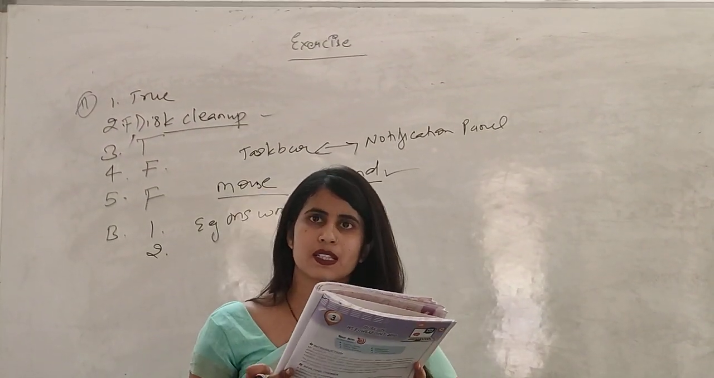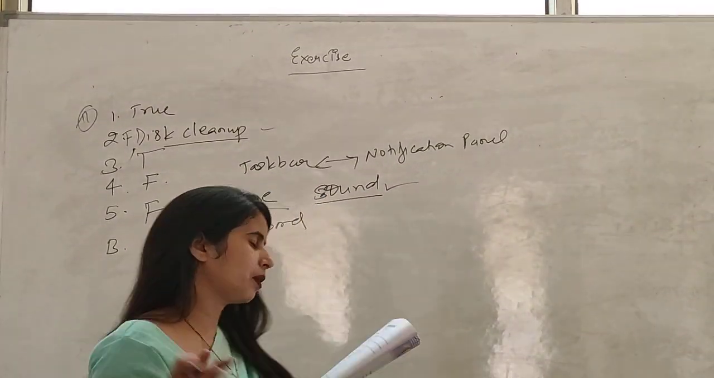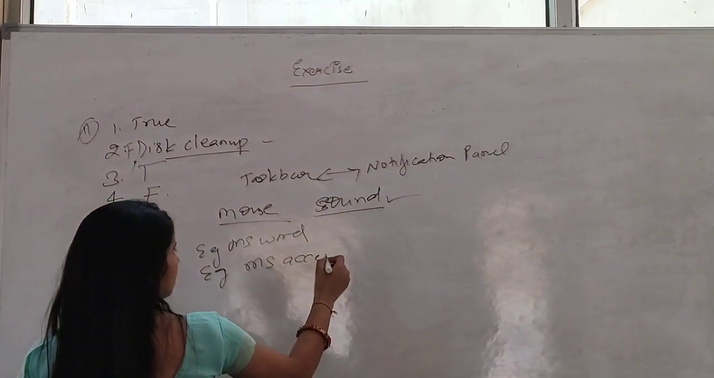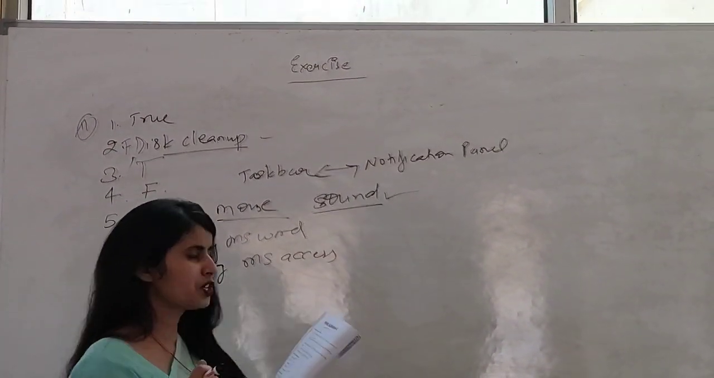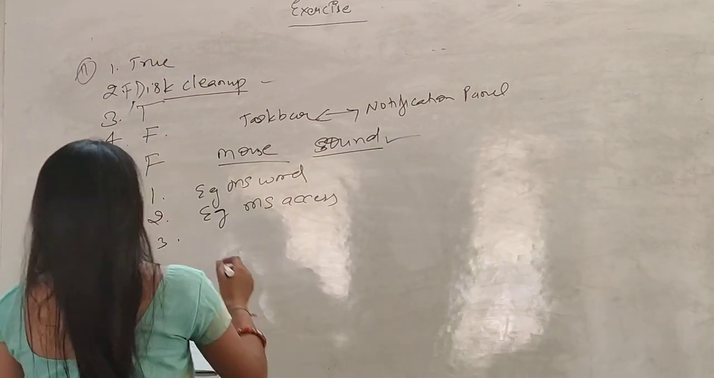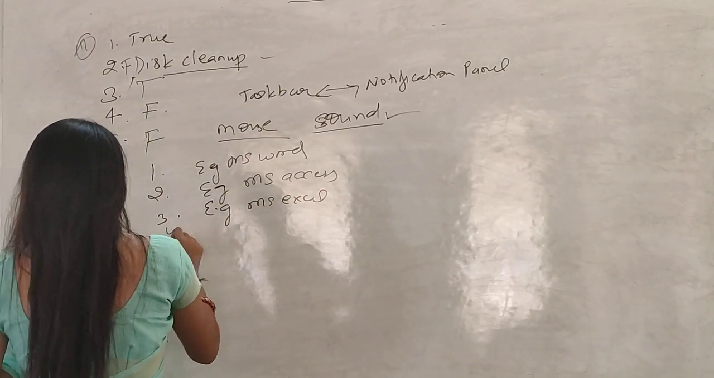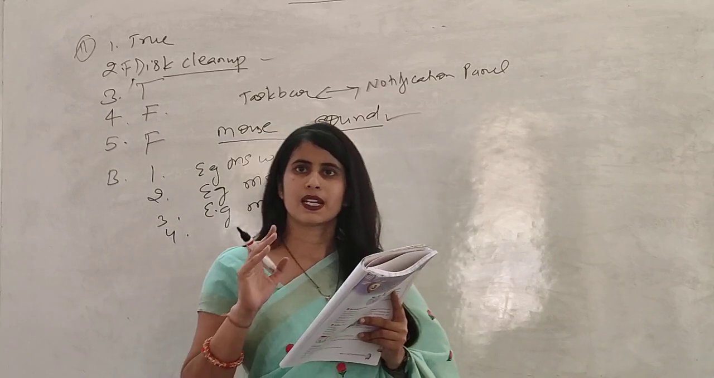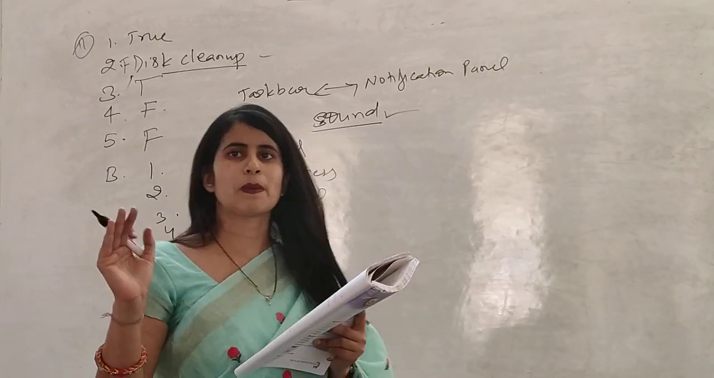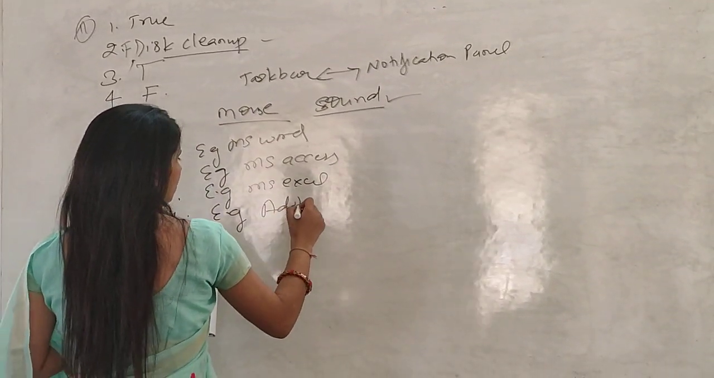Next one is DBMS. It stands for database management software. It is used to create the database. Example: MS SQL. Third one is spreadsheets. We use spreadsheets for calculations. Example is MS Excel. Fourth one is DTP software, desktop publishing software. It is used to create newspapers and magazines. Examples are Adobe Photoshop.